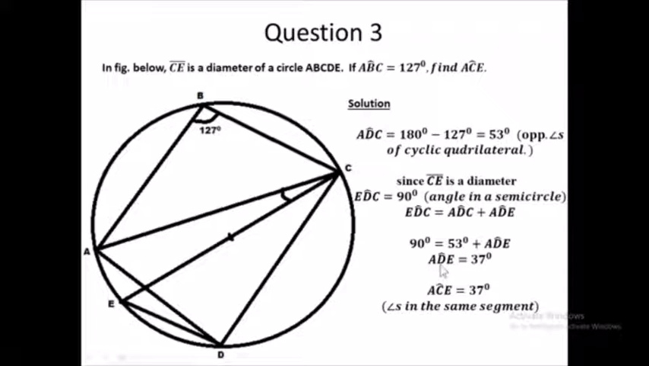Angle ADE, so that gives us 90 minus what? 53 degrees, and that will give us 37 degrees. So this angle here is 37 degrees. What is the relationship between this angle here and the one we have to find? If you remember, they are both in the same segment, and that's why they are equal.